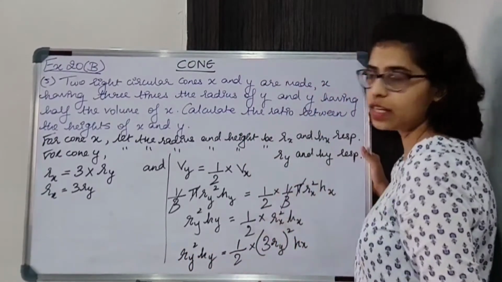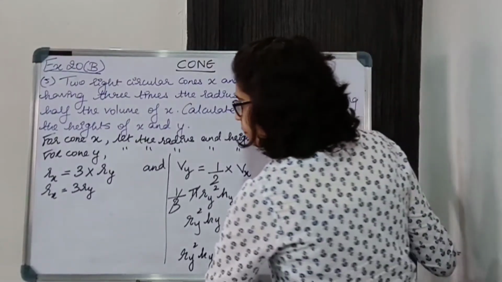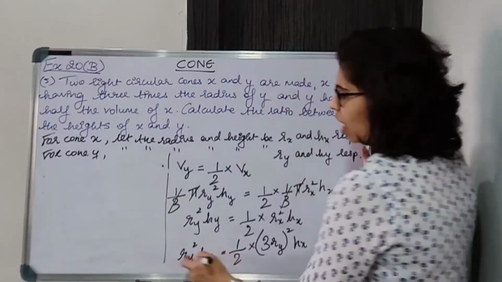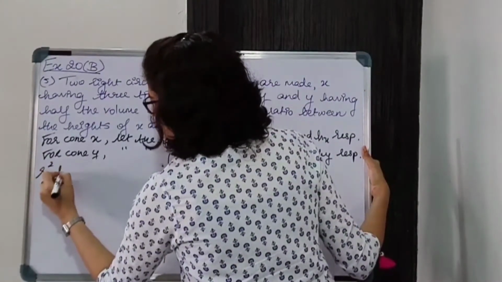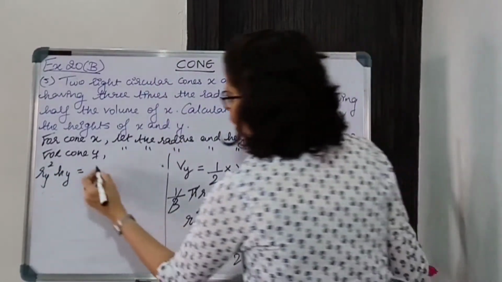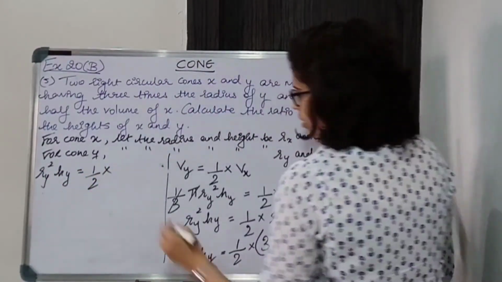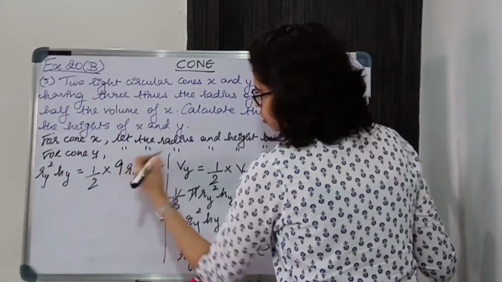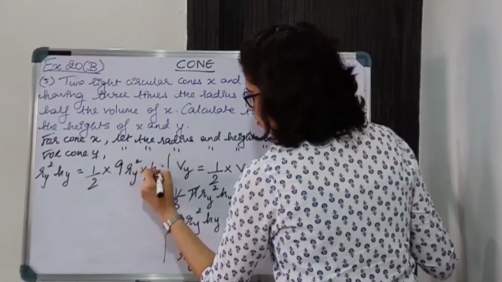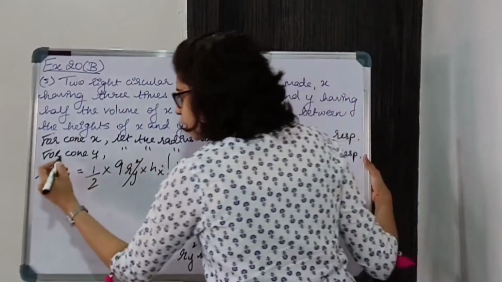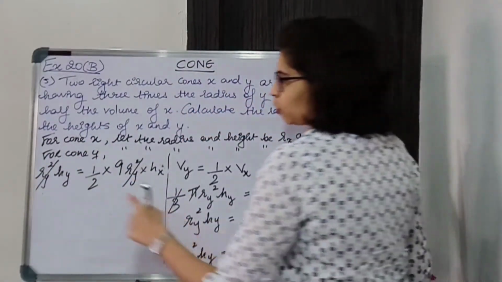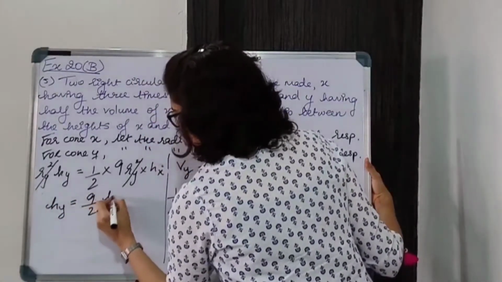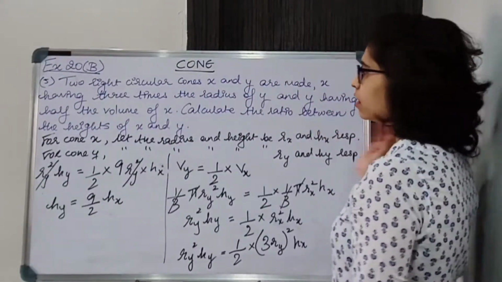This is a very easy question, a very easy solution. Now we'll solve this further. So ry square hy is equal to 1 by 2 into 3 square gives 9, and ry square into hx. I can cancel out ry square. So we are left with hy equal to 9/2 into hx. This is what we wanted.